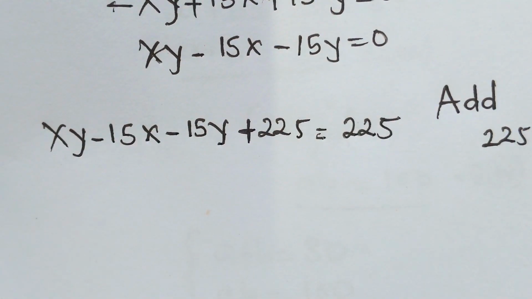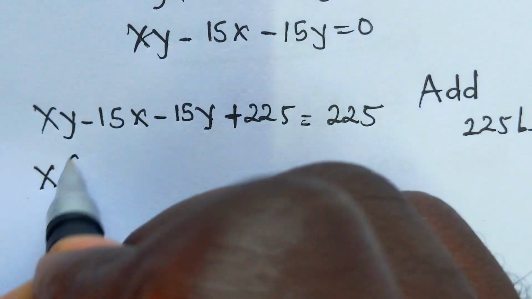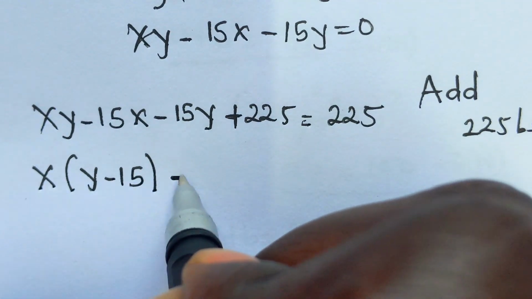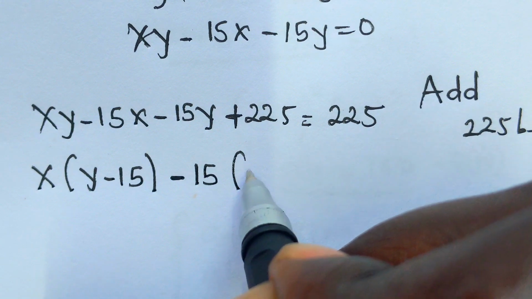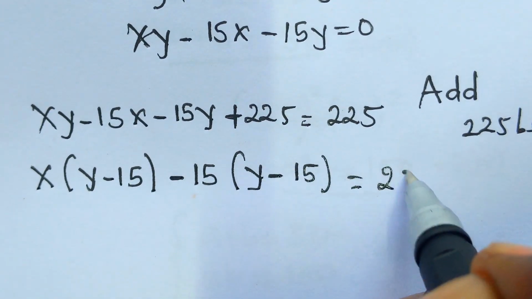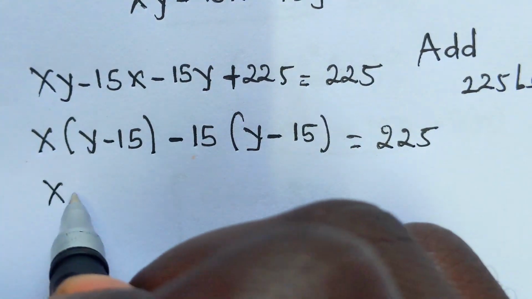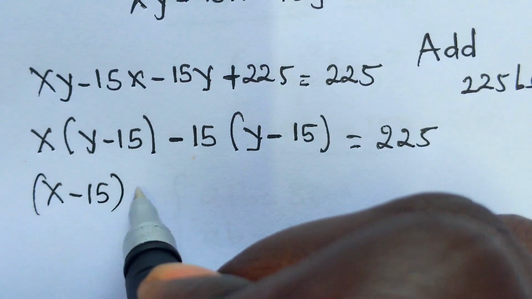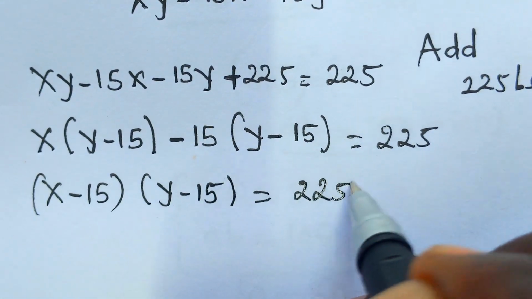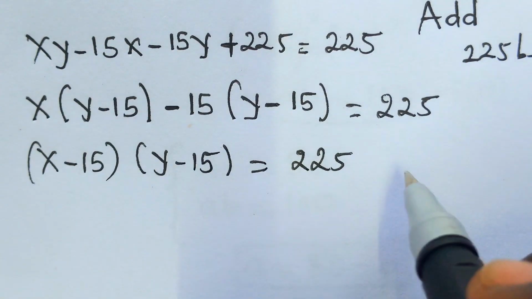Right, then what can we do? At this stage we can factorize x to get x times y minus 15, and here we can factorize negative 15 to get y minus 15, equals 225. Then at this stage we can group like terms: x minus 15 times y minus 15 equals 225.